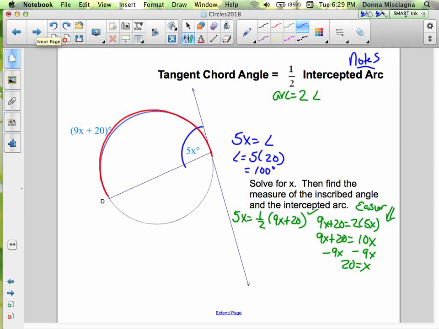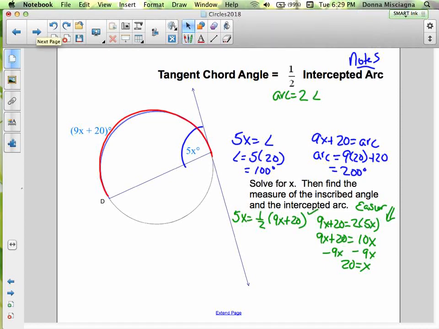The arc is 9x plus 20. So let's plug in the 20. 9 times 20 plus 20. That's going to be 180 plus 20, 200 degrees. And notice the arc is indeed twice the angle. So we have set this one up correctly.